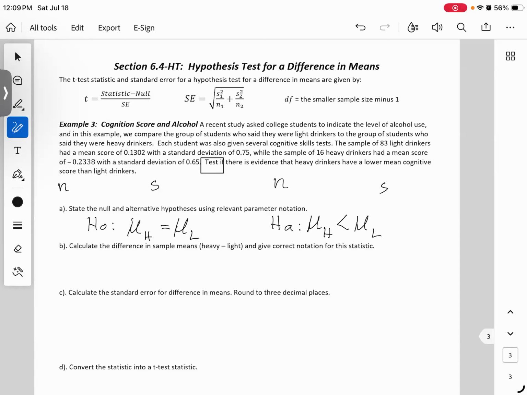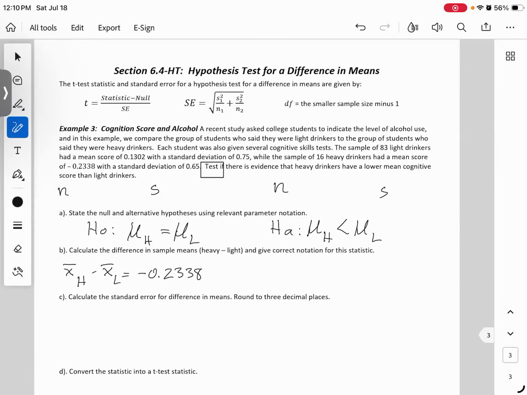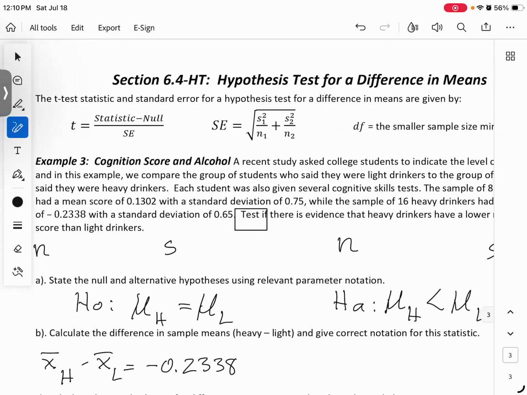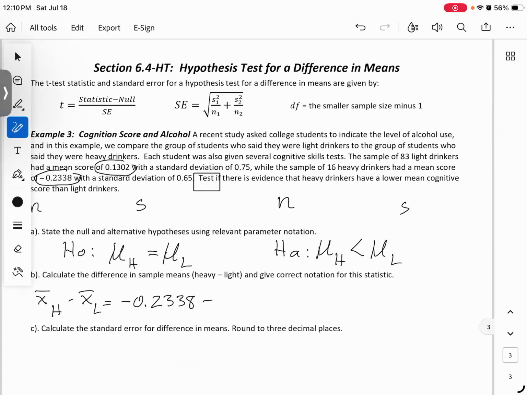Now, for the statistic, they gave us the sample means. They're both mentioned there for the heavy drinkers minus the light drinkers. It was a negative 0.2338. And again, you'll see all that up there. This was the mean for each of the groups, but for the heavy it was the negative 0.2338, minus, just following this here, heavy minus light. The light group was 0.1302.